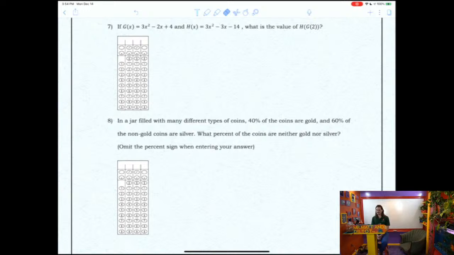Question number 8 asks, in a jar filled with many different types of coins, 40% of the coins are gold and 60% of the non-gold coins are silver. What percent of the coins are neither gold nor silver? And omit the percentage sign when entering your answer as a gridden. So both of these are griddens. I'm going to give you 6 minutes, and after 2, I'll start to solve.